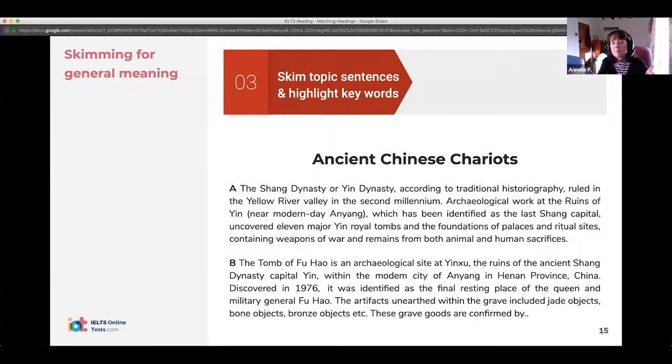Okay. The topic sentence is a very, very helpful area for you to look at, because it really helps you work out in more detail what kind of areas are going to come up. And it also gives you some idea of the organization of the passage. Okay. So what is the topic sentence? What does it mean?